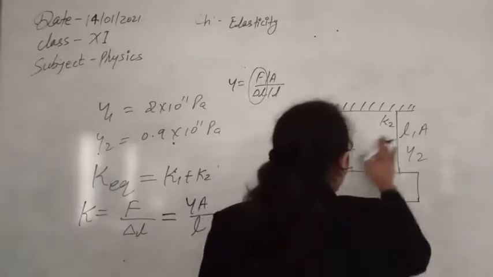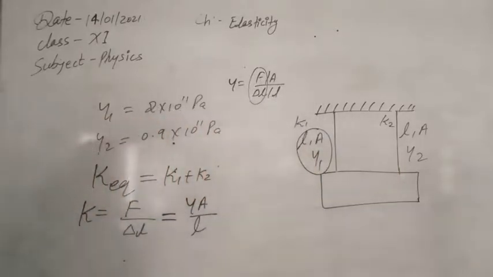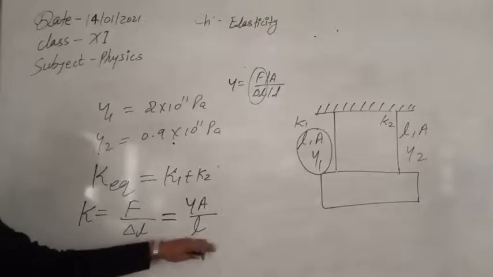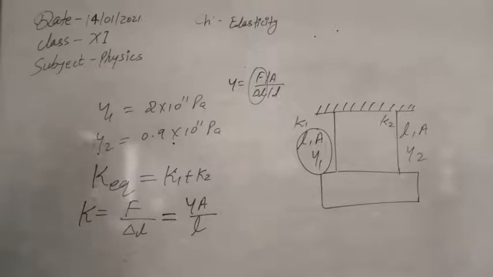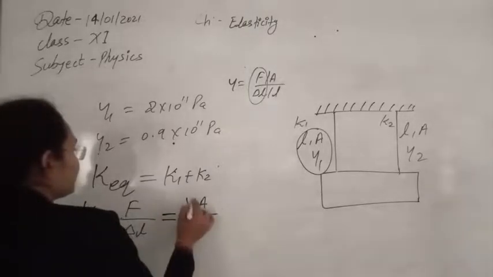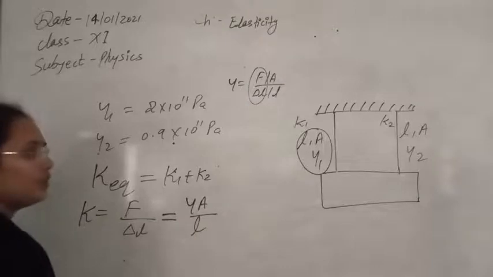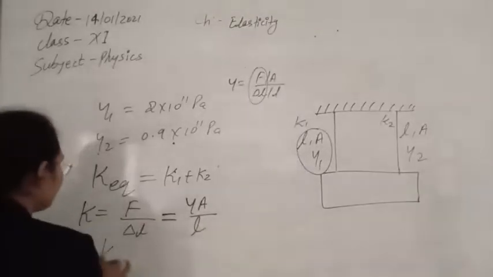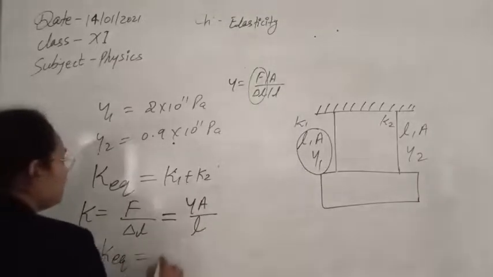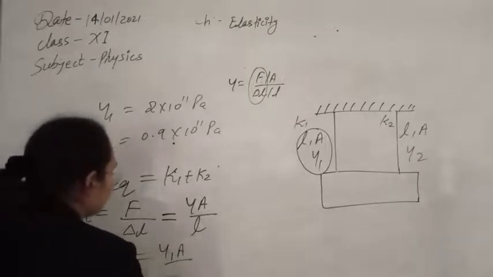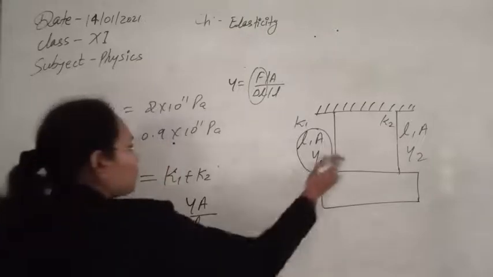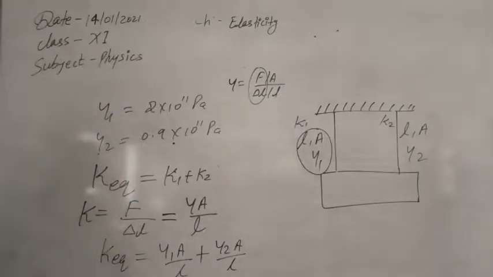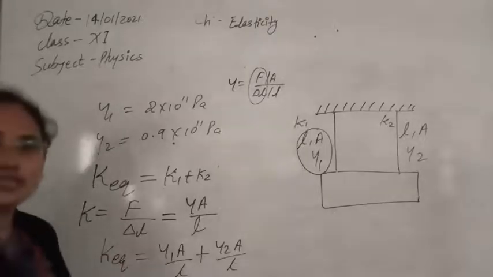So if suppose here I am not going to take the extension as same, then we can convert this equation in this way, as the information is given. So we can calculate K1 from here, we can calculate K2 from here. So K1 will be equal to Y1 A upon L, K2 will be Y2 A by L. So let's write down K equivalent from here. This will be Y1 A by L plus Y2 A by L, because both wires have the same length. Now K equivalent, that is if we are considering these two wires as a single wire.